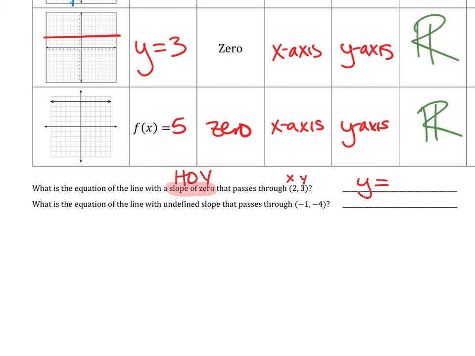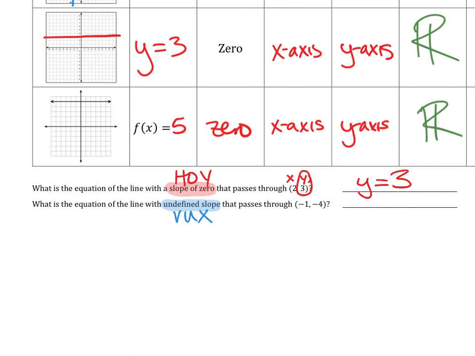We want the y coordinate, so it can go through that point. The last one says, what is the equation of the line with undefined slope that passes through (-1, -4)? What's the important word out of that? Undefined slope. What kind of line has an undefined slope?